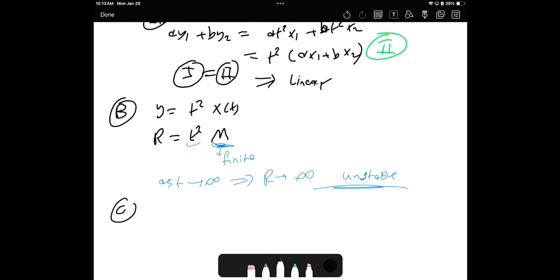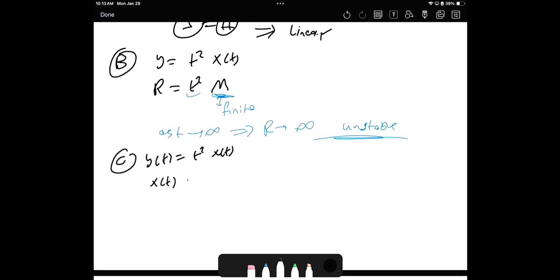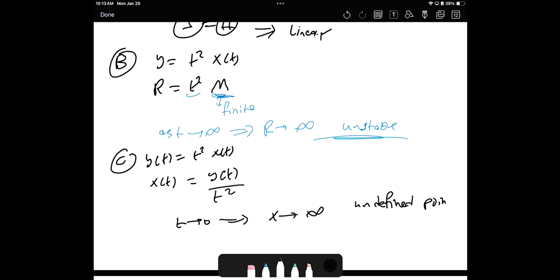Now part C, to check the invertibility. We have y of t equals t squared x of t. Now we need to find x of t. Therefore, x of t equals y of t over t squared. Does this mean invertible or not? We can find x of t for all values except when t equals 0, because then it will be infinity. So we have a problem when t goes to 0, this yields x goes to infinity, which is an undefined point. Therefore, we will say it's non-invertible. Okay? So you need to know all of these types of checks.